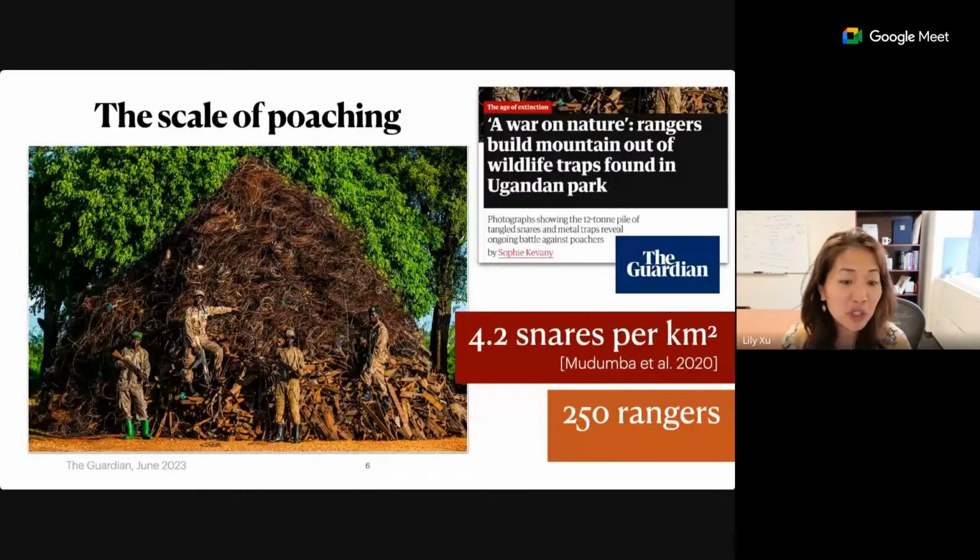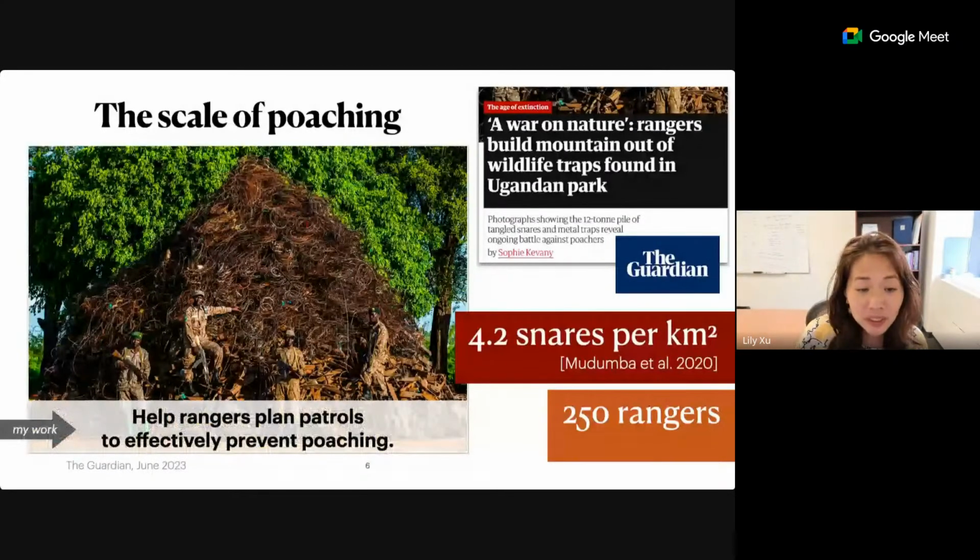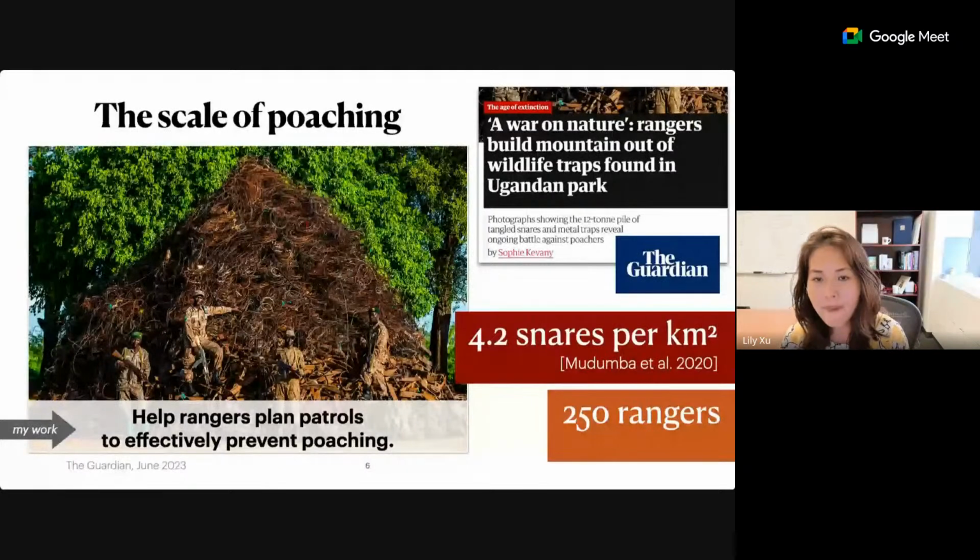And unfortunately, there are only 250 rangers available to conduct patrols and allocate resources. So it's a huge challenge of limited resources and determining where to best send our interventions. My research focuses on helping rangers plan patrols to more effectively prevent poaching.